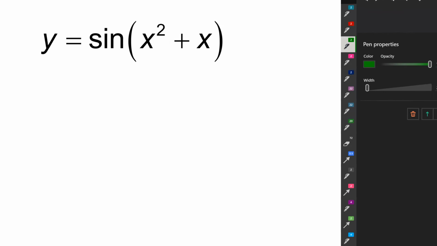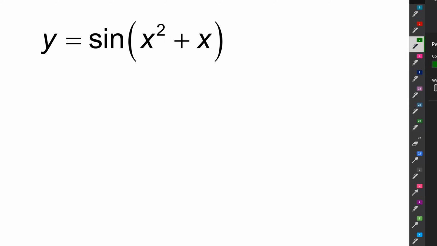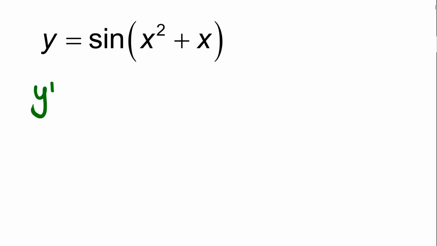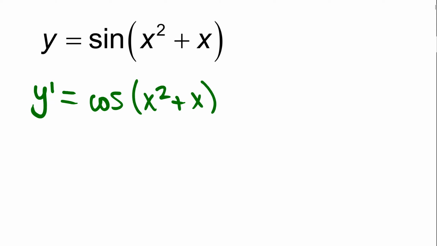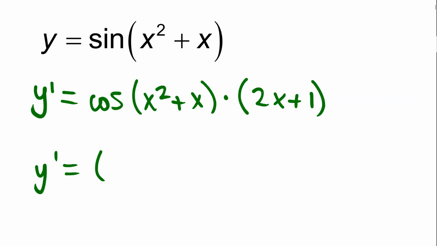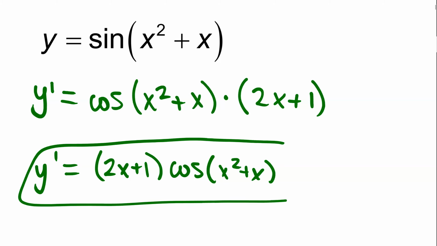So first you take the derivative of sine, which is cosine, and then you multiply it by the derivative of the inside, which is 2x plus 1. Wonderful. So you could just write this as 2x plus 1 multiplied by cosine of x squared plus x. Does distributing it really help? Nah.